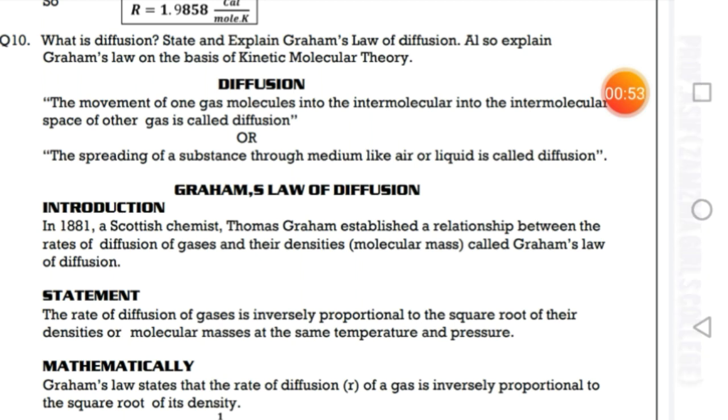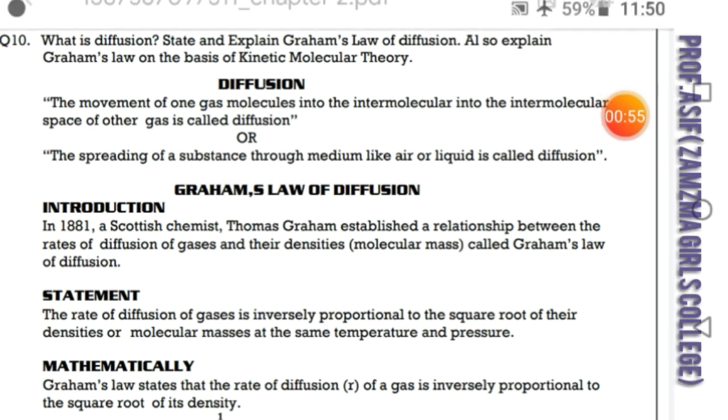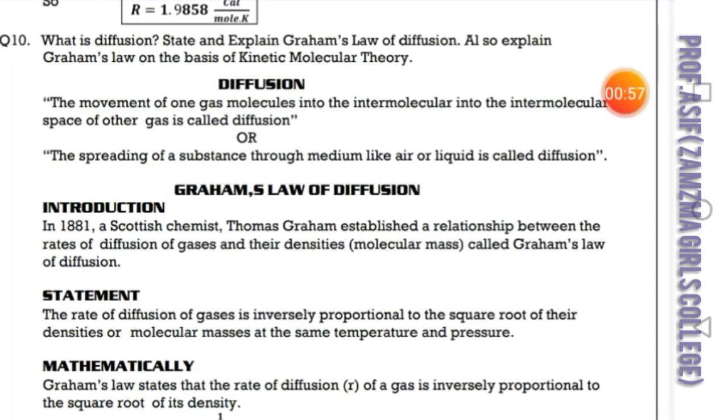Another example, if you just spray a perfume into a room at the corner, fragrance starts spreading throughout the room. This also describes diffusion. Diffusion may be between gases, may be solid and liquid, and may be solid to solid, but diffusion between solid to solid is very rare and only to a very low extent.